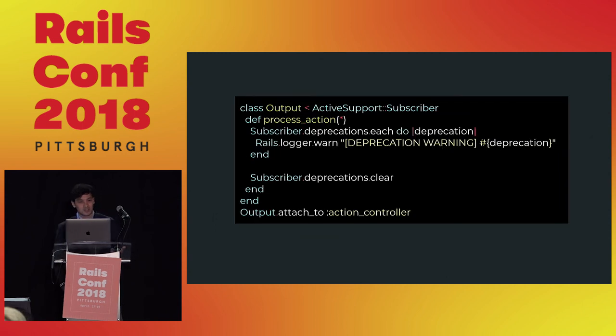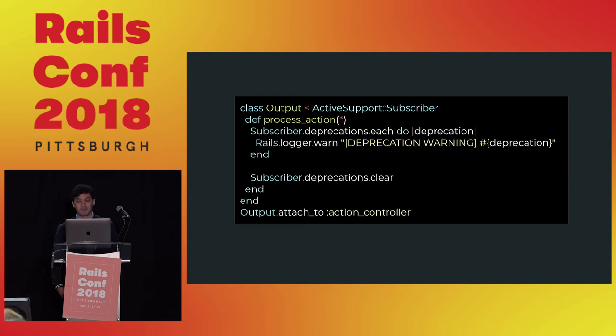Then we have another subscriber, which is attached to process_action. That notification gets sent by Rails as soon as a request hits a controller action, and that action is done processing. At this point, we know that there won't be any more deprecations getting triggered. We iterate over the array of deprecations, and lastly, we clear it to prepare for the next request.